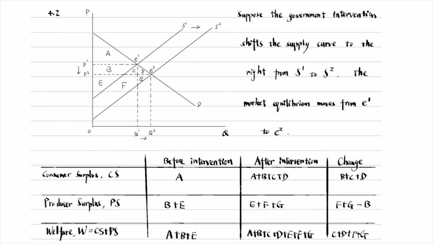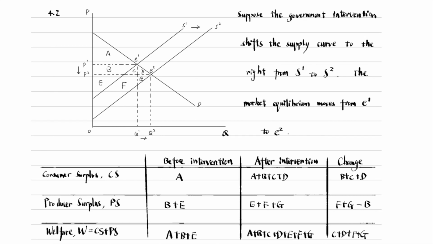I list the consumer surplus, producer surplus, and welfare in the table. The consumer surplus and the social welfare increase, and the direction of the change in producer surplus is uncertain. This is the case where the supply curve shifts to the right. That is, the firm's marginal cost reduces.